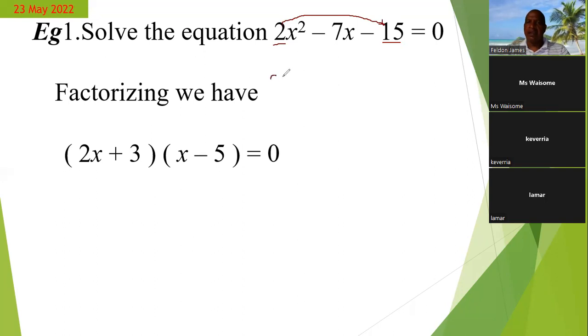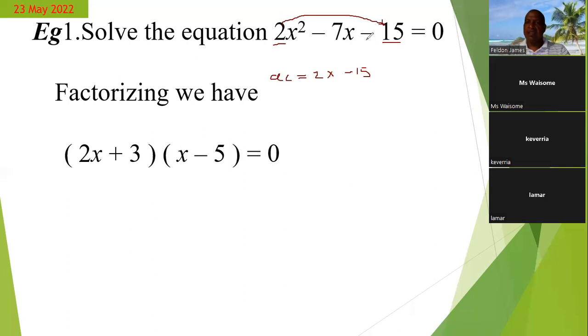So AC would be equal to 2 times -15. And the key thing here is that we want to find two factors that multiply to give -30, and when we add them, we get -7x, right? Now, there are some key features of this based on the signs that we have to recall.